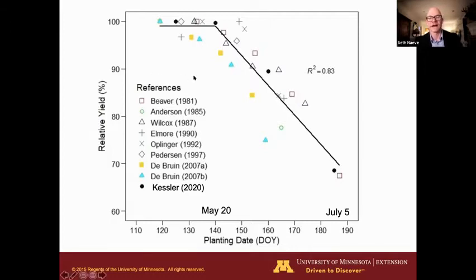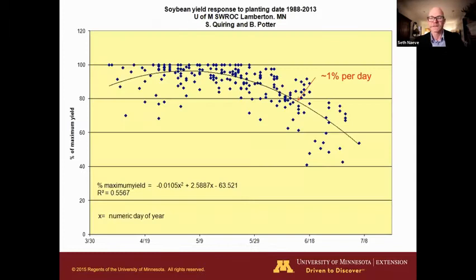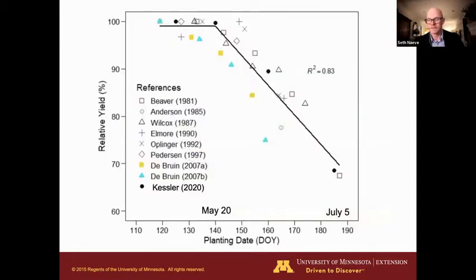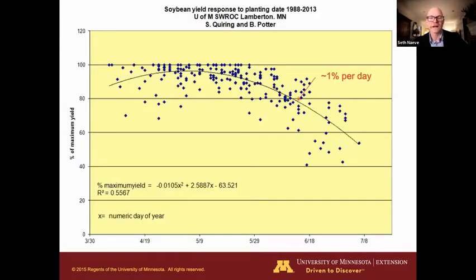And I would agree that these studies are really challenging to get out early. I think in order to get really the early data, we'd have to have a large number of years go into that data set. That's why I really like showing this data from Bruce Potter and Steve Quiring at Lamberton. They've been conducting a planting date study all the way starting in 1988, all the way through 2013. One of the things we've got to get done is get the data summarized from the last several years, and I want to be sure to tap into some of that newer data.